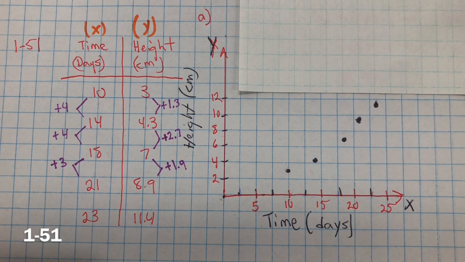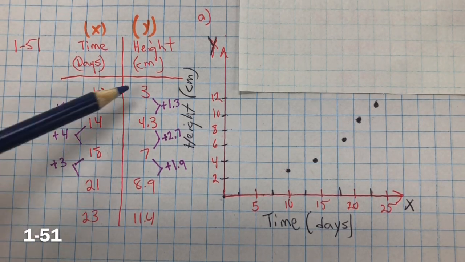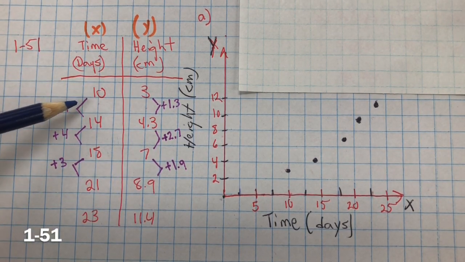In 151, Riley was monitoring the growth of his favorite tomato plant and collected the data shown in the table at right. So we need to first graph Riley's data. So here in the table is Riley's data.